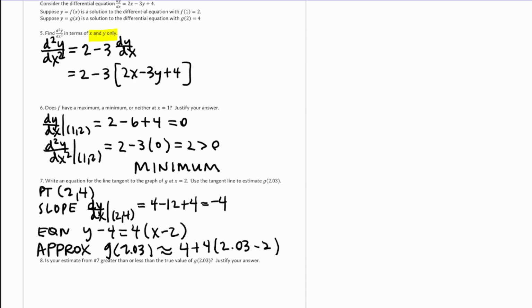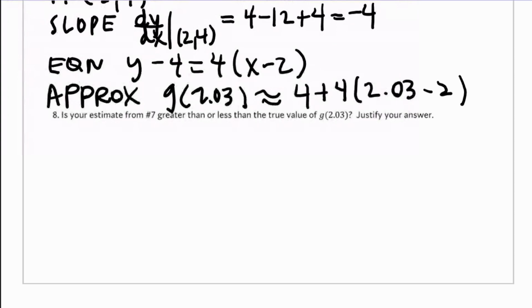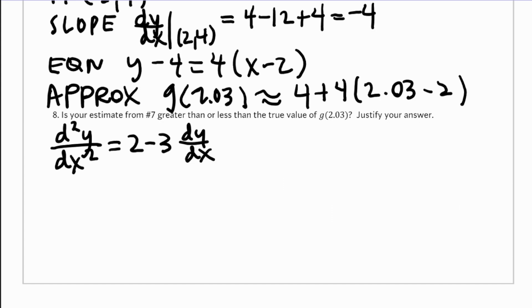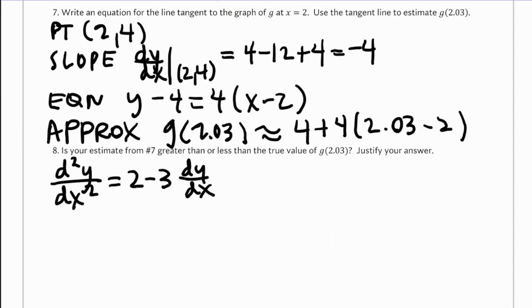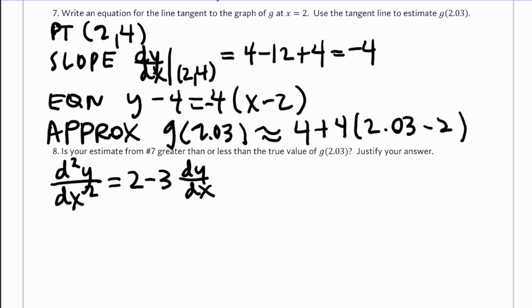Then if we want to know if the estimate from number 7 is greater than or less than the true value of g of 2.03, we're going to check the second derivative at the point they gave us and just go off of that. Okay, so its second derivative is 2 minus 3 dy/dx. I'm just going to copy that in. Okay, and the slope, oh, looks like I copied that down wrong. Yeah, the slope was negative 4, so that'll be a negative, and then this will become a minus there. Okay, I'm glad I caught that.